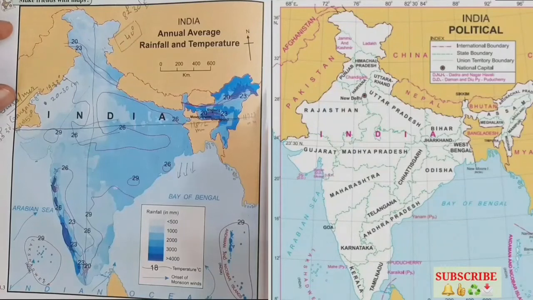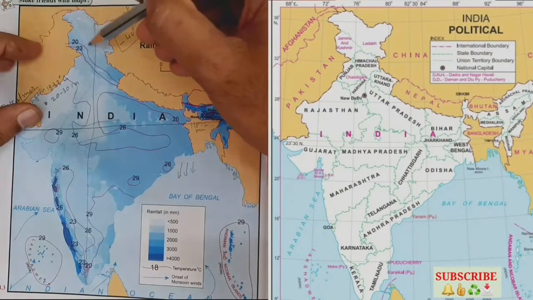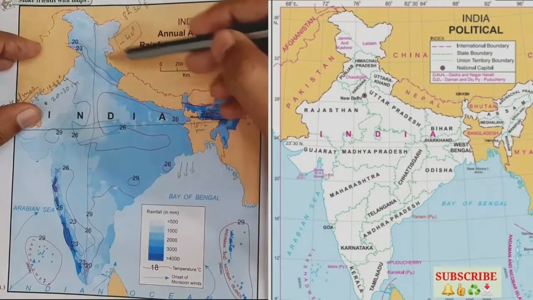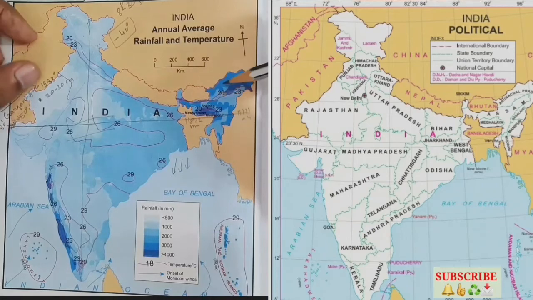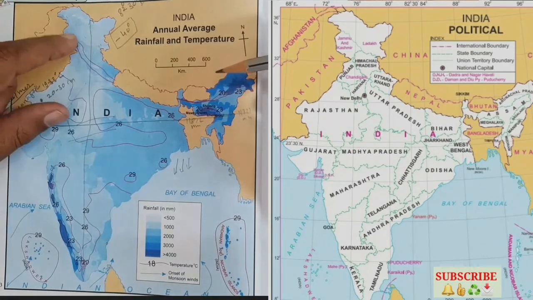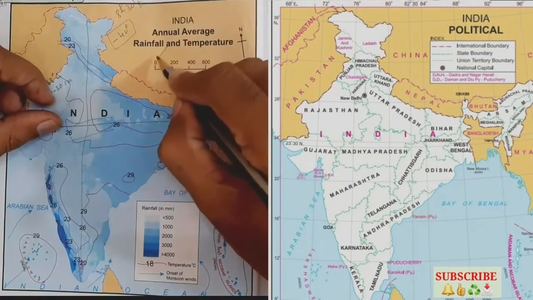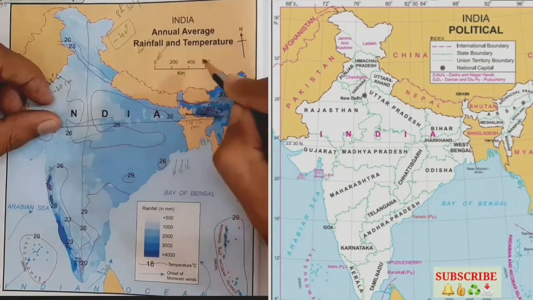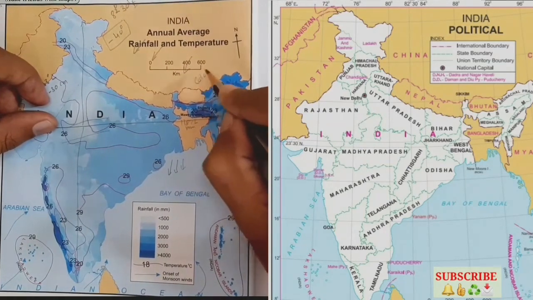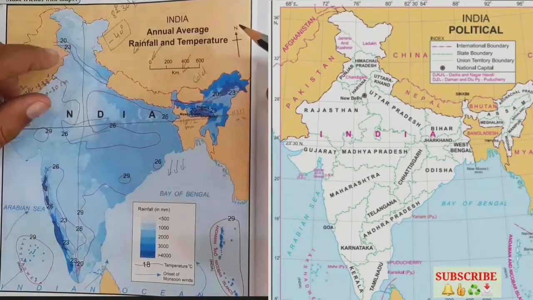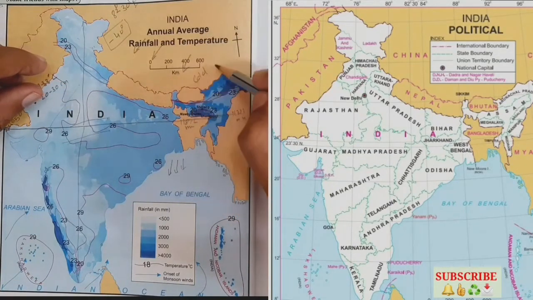Students, one more important thing I would like to tell you. Here we know this is the Great Himalaya, or Himalayas. We see the mountainous range here, and the Himalayas protect us from the winds which are coming from the Arctic region, and these winds are very cold. So the Himalaya saves us from the cold winds blowing from the Arctic region.